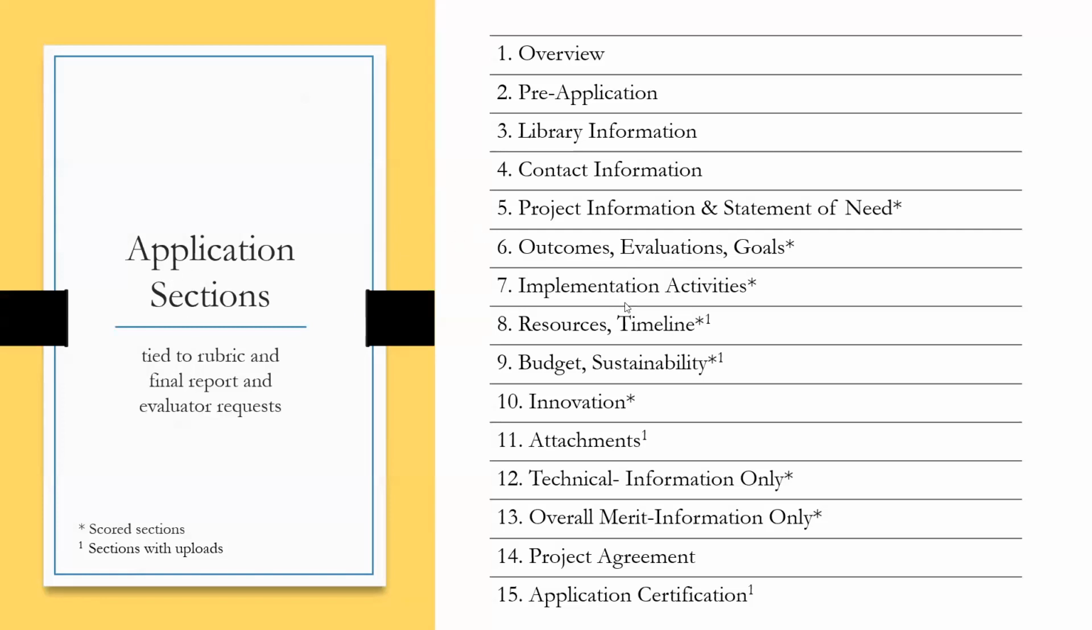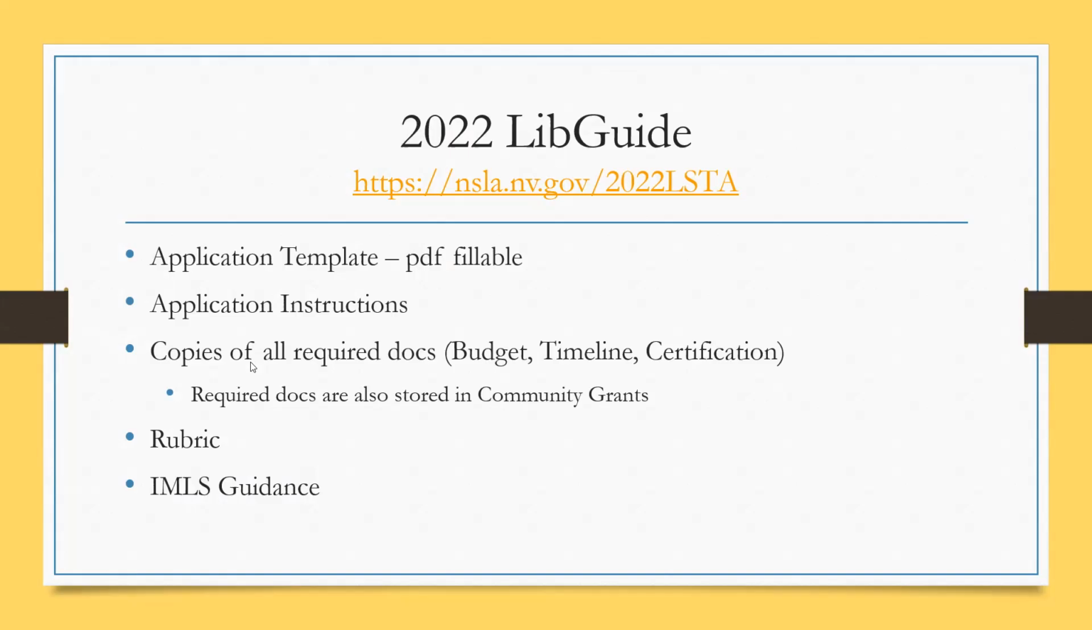The rubric, right? These are the sections that are being evaluated. The rubric's a little bit different too to make it work with the software. So the copy of the rubric's there, and then all IMLS guidance, which includes allowable costs, ebook guidance, limited English proficiency. Anything that IMLS has published to help you run and manage a grant for federal requirements is there. Okay.